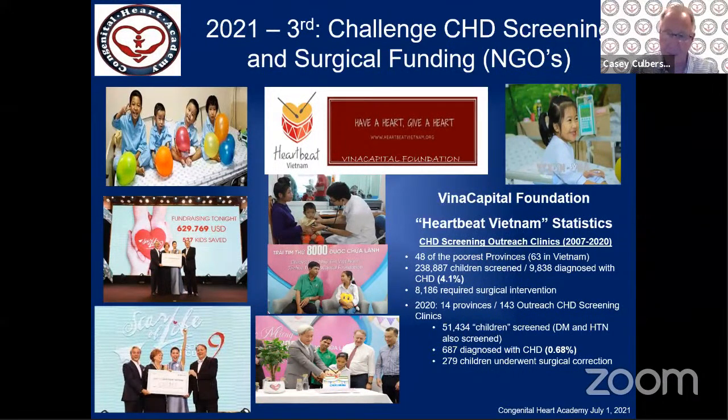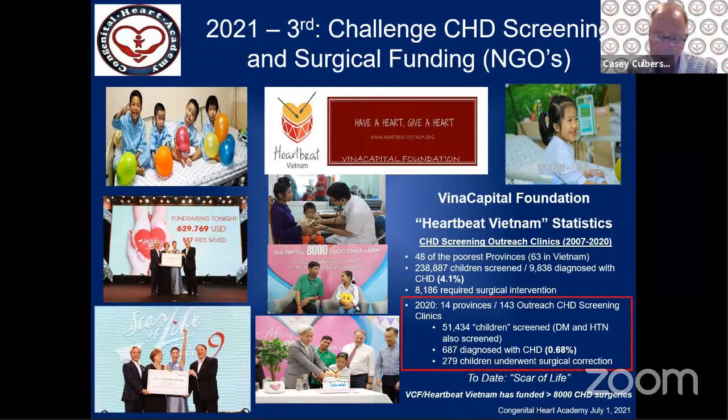In 2020, they went to 14 provinces and 143 outreach clinics, so literally almost every month or every weekend. They found over 51,000 kids, and over 650 kids who needed surgery. And they have a fundraiser called Scar Life. To date, they've funded open heart surgery for over 8,000 kids, and these are the kids that are over 6 years of age.